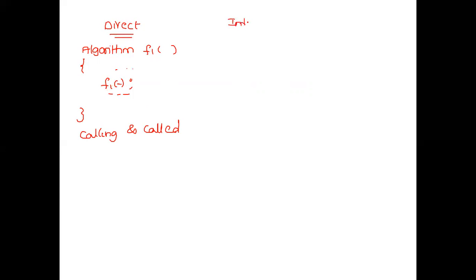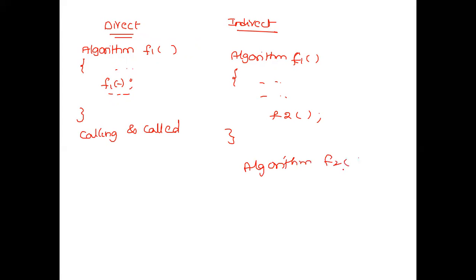In the same way, indirect recursion means an algorithm f1 which calls f2. Here I am going to write another algorithm f2 which in turn calls f1. So f1 calls f2, which calls f1 again. This is the exact concept of recursion.